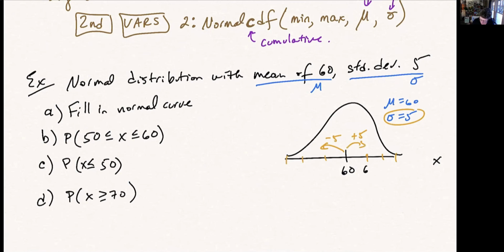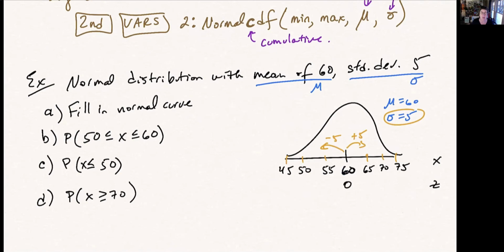So I have 60, 65, 70, 75, back to the center of 60, and let's back up and we're going to subtract 5. So we have 55, 50, and 45. Okay, so those are my x values. I can also fill in my z-scores.